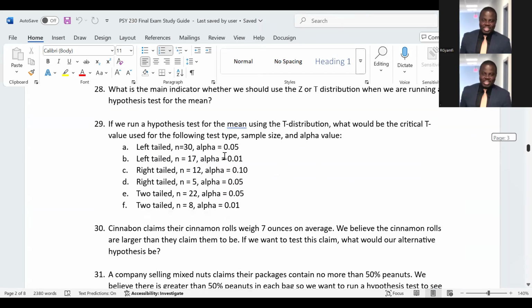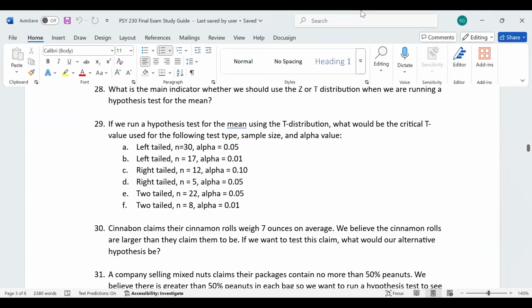Now let's quickly look at one example from 29. If we run a hypothesis test for the mean using the T distribution, what would be the critical T value used for the following test types? Sample size and alpha value. Now look at the first one. Left-tailed, n equals 30, alpha equals 0.05. Now with T distribution again, remember you're doing degrees of freedom, which is n minus 1. So if n is 30, degrees of freedom is 29.